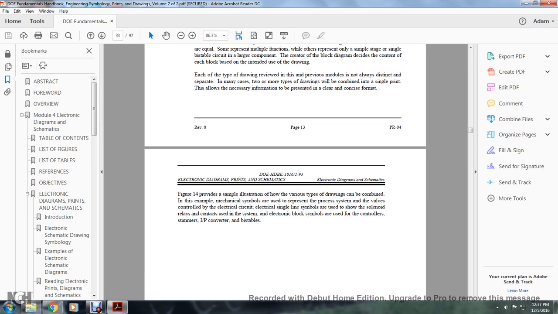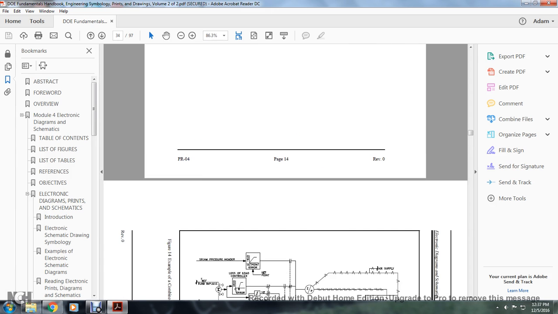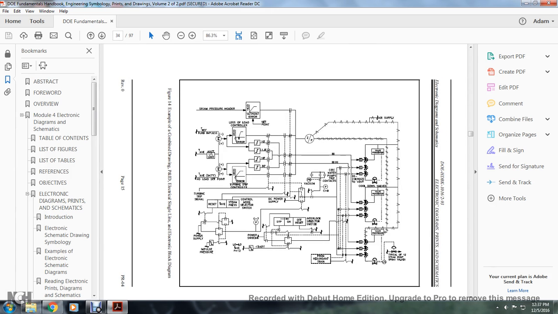Figure 14 provides a simple sample illustration of how the various drawings can be combined. For example, mechanical symbols are used to represent the process system, valves, and controls with electronic circuits. Electronic single line symbols are used to show the solenoid, relays, and contacts used in the system. Electronic block symbols are used for controllers, summers, I/P converters, and bistables. Alright, this shows in figure 14 an example of a combined drawing of a piping and instrument drawing with electronic single line and an electronic block diagram.